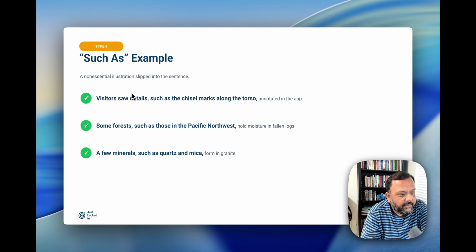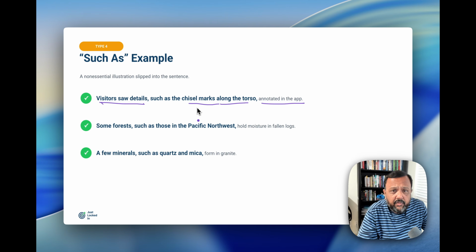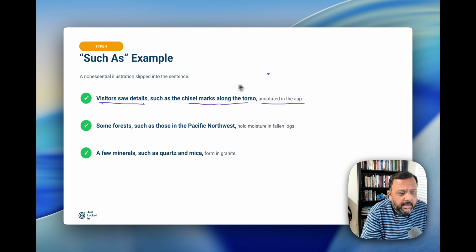Here we have usage of "such as," which can also provide supplementary information. So visitors saw details annotated in the app. So this one gives some examples of details. Okay, so that is strictly supplementary or non-essential information, like "such as chisel marks along the torso." Well, is that context useful? Certainly, right? But from the very narrow, strict perspective of the sentence, this doesn't necessarily add to the core idea expressed in the sentence, nor is it required for the grammatical correctness of the sentence.